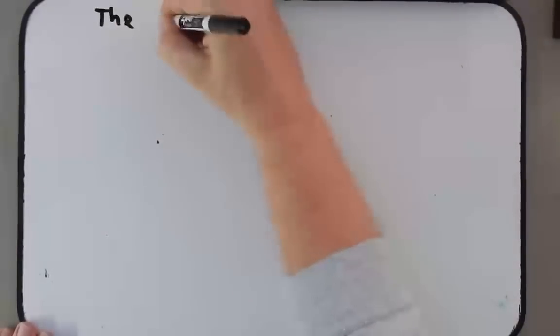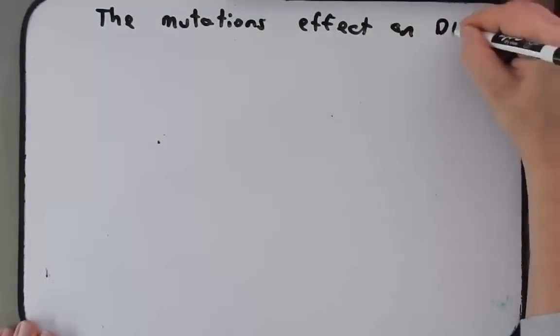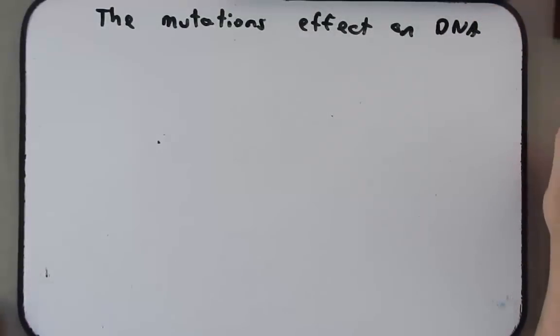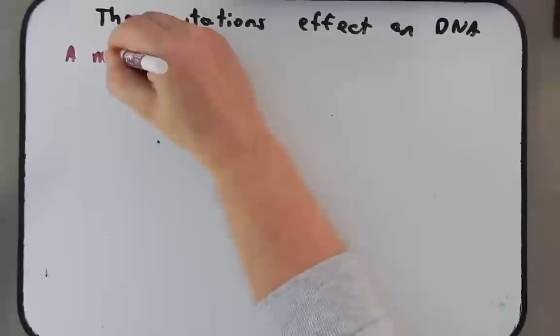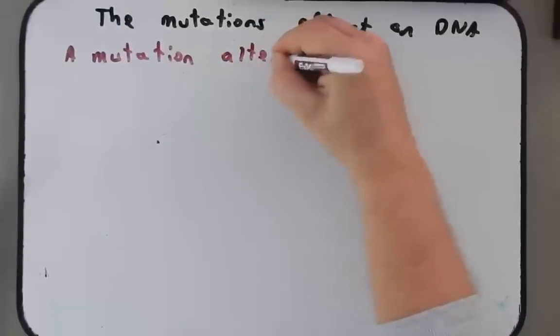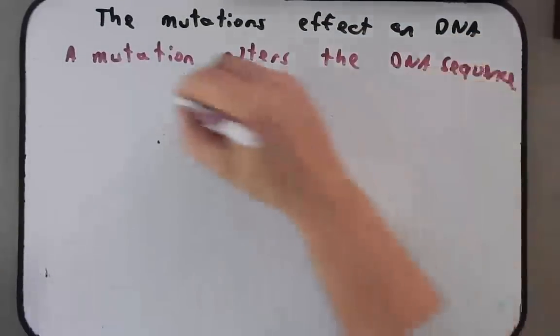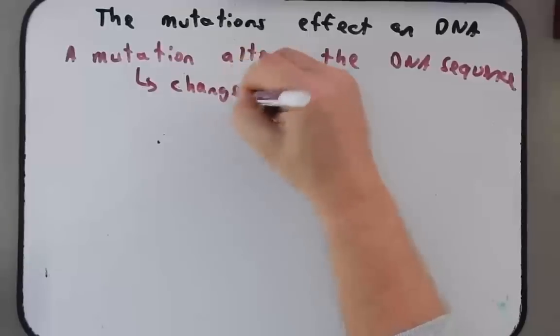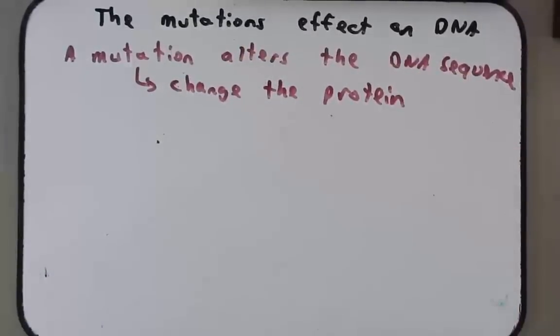So there's lots of different ways we could classify a gene mutation. One way we can classify a gene mutation is by the mutation's effect on the DNA or the gene that we're interested in. We can do this because a mutation alters or changes the DNA sequence. This can change the protein that was originally encoded by this gene.